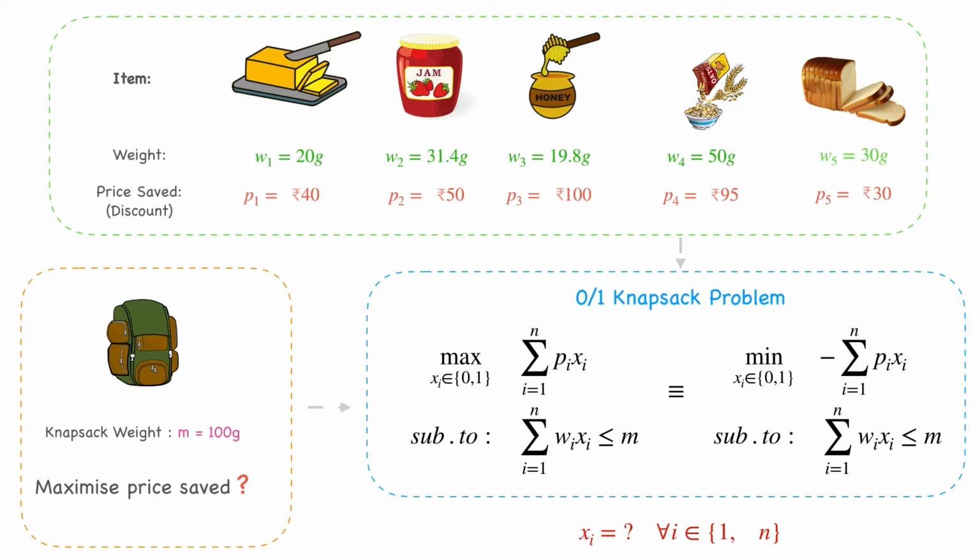So we attempt to solve this minimization problem using branch and bound and find out the right sequence xi which will maximize the price saved subject to satisfying the constraint sigma Wixi less than or equal to m. Here m is the maximum weight which we have, which is an input. In this particular case it is 100 grams. So our job is to find out the xi. Let us see how branch and bound can be used to find the solution for this 0-1 knapsack problem.